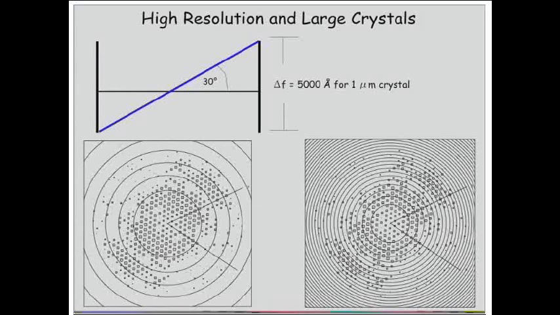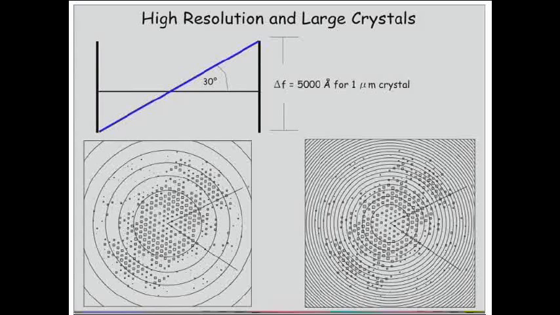So I've talked about a case where you've got low resolution, relatively small image, where you process the data initially as though they were untilted. If you've got a very, very large crystal and you're talking about high resolution, you encounter a new problem that you've got to take care of. Here's an example. Let's say we're imaging a crystal that's a micron across, and we've tilted it by 30 degrees. You look at how the defocus changes by 5,000 angstroms from one end to the other.